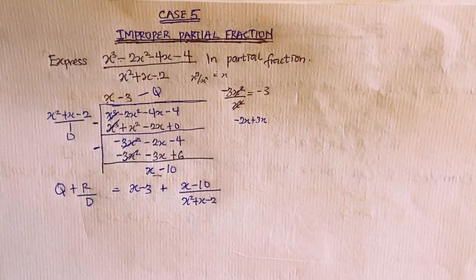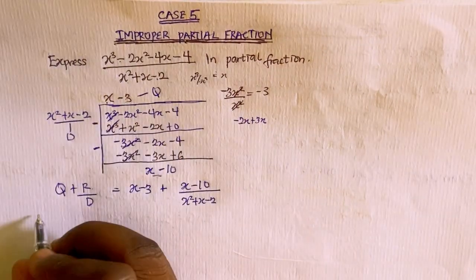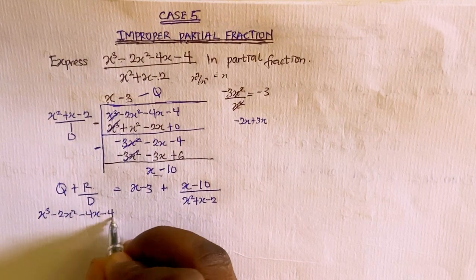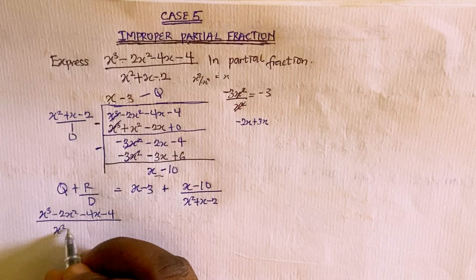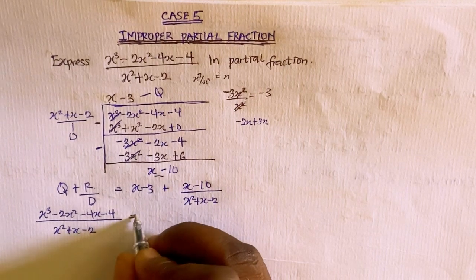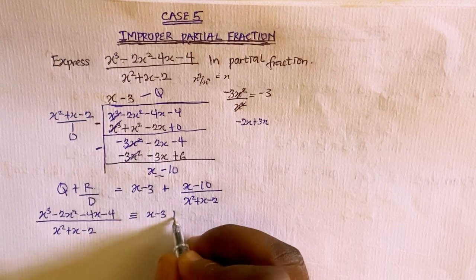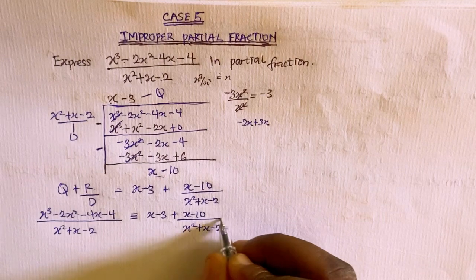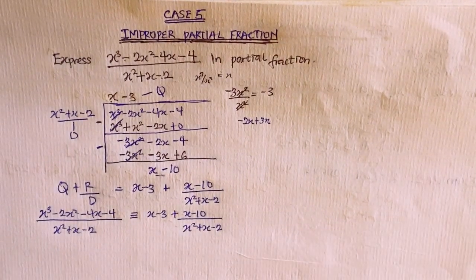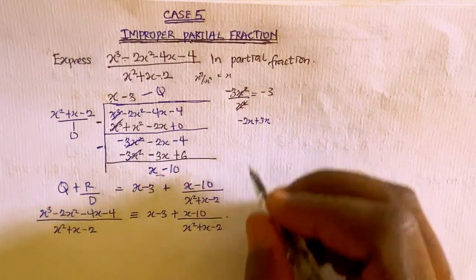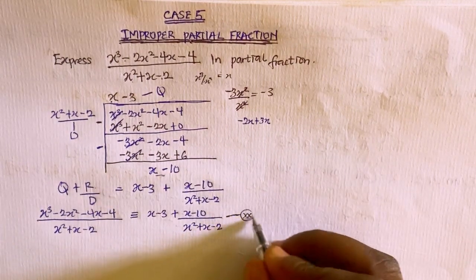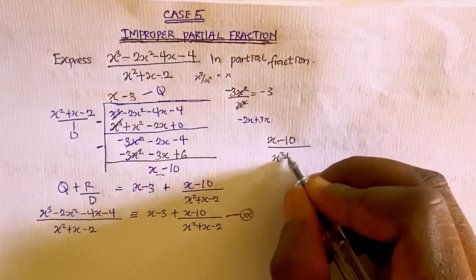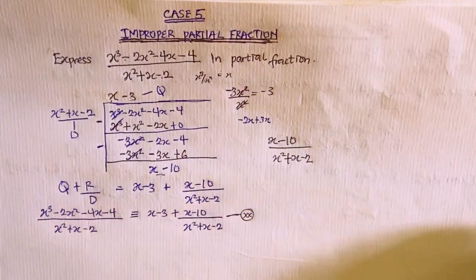So in this case, generally, that means I've managed to express x raised to the power 3 minus 2x squared minus 4x minus 4, divided by x squared plus x minus 2, as x minus 3 plus x minus 10 divided by x squared plus x minus 2. So now, the one I'm going to resolve into partial fractions is this, let me call this star star: x minus 10 divided by x squared plus x minus 2. That's what I'm going to resolve into partial fractions.